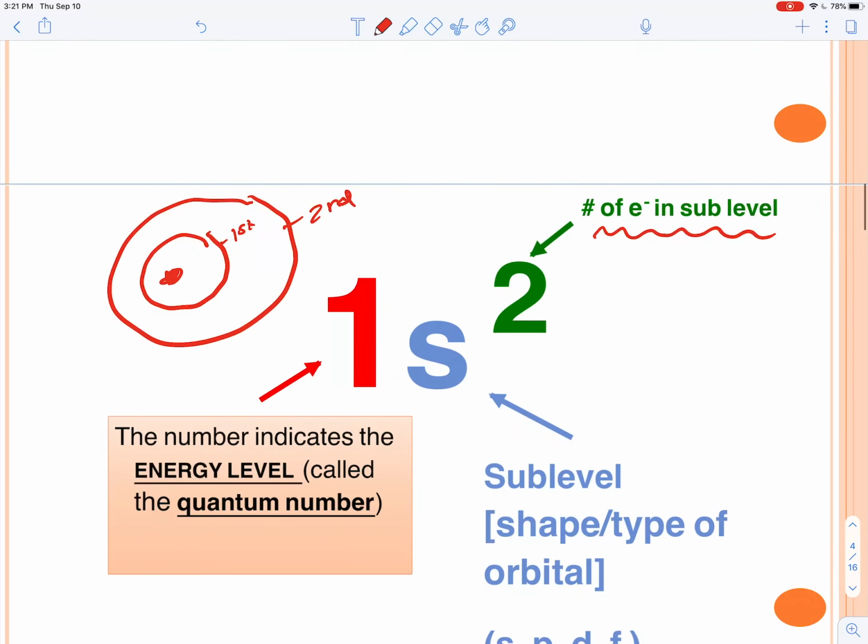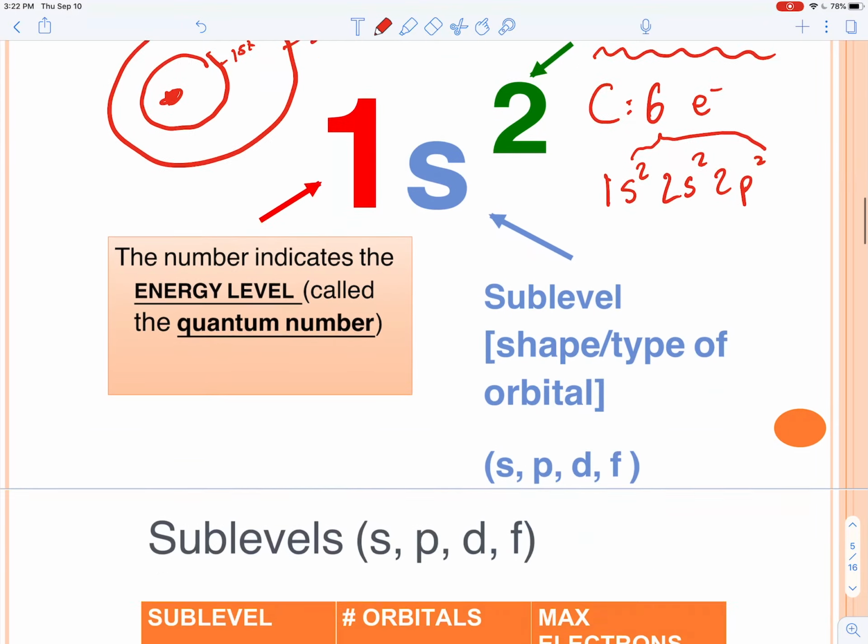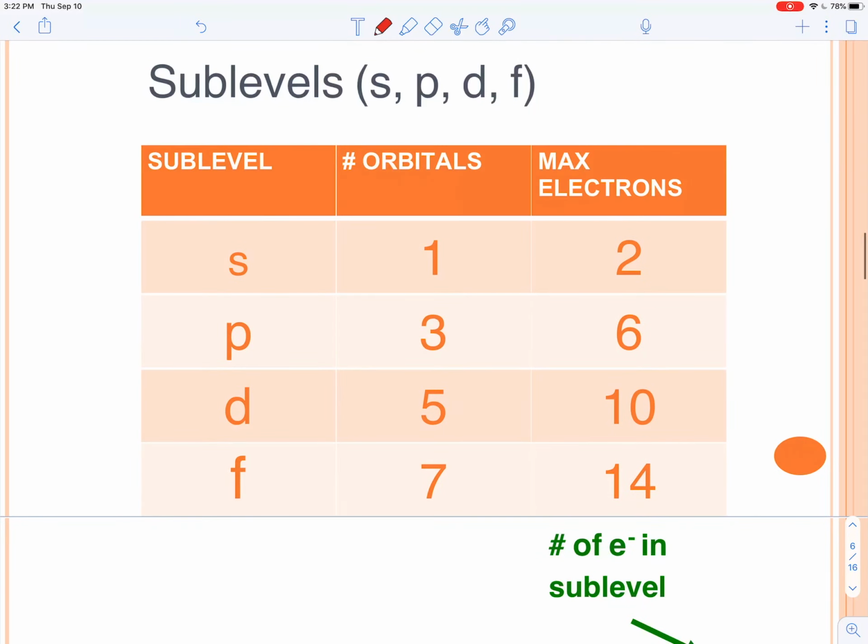So if you recall, carbon has 6 electrons, and in its configuration, notice in total, if we add all these numbers up, we get 6 electrons. Okay, so each sublevel can hold a certain number of electrons. The s sublevel can hold 2 electrons. The p sublevel can hold 6 electrons. The d sublevel can hold 10, and we're not really going to see f too much.